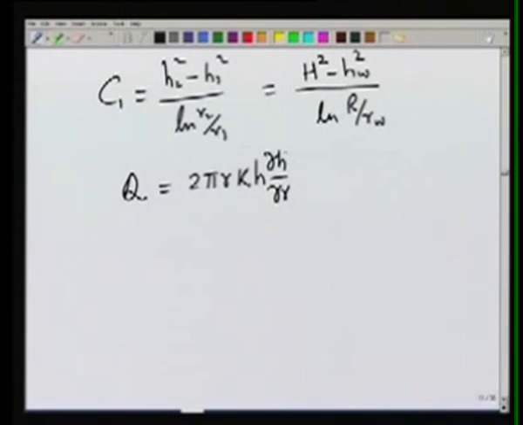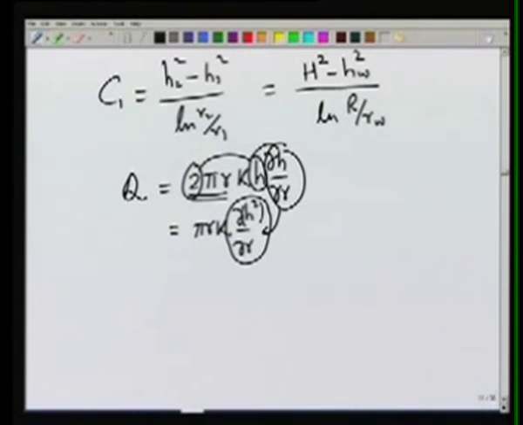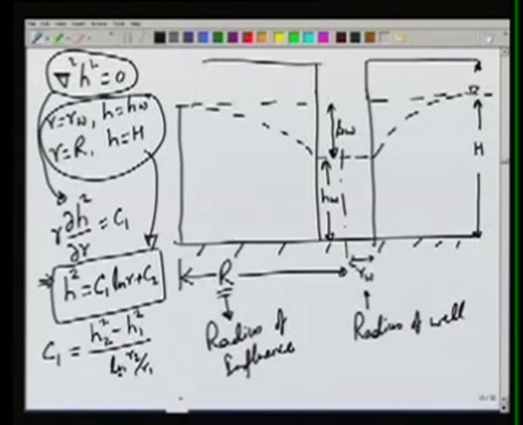Now in this, 2 pi r is the circumference at any distance r, and h is the height of the aquifer at that point. So 2 pi r h is the area and k del h by del r is the velocity. Now h del h by del r we can combine as pi r k and del by del h square. So the term 2h and del h by del r can be combined to form this term. So q becomes pi r k del h square by del r, and as we have seen from here, or here, del h square by del r will be C1 over r.